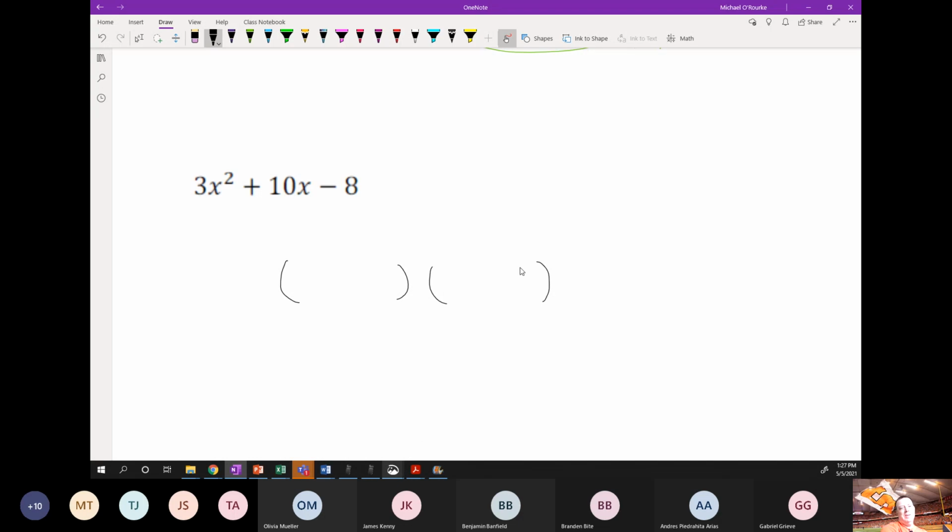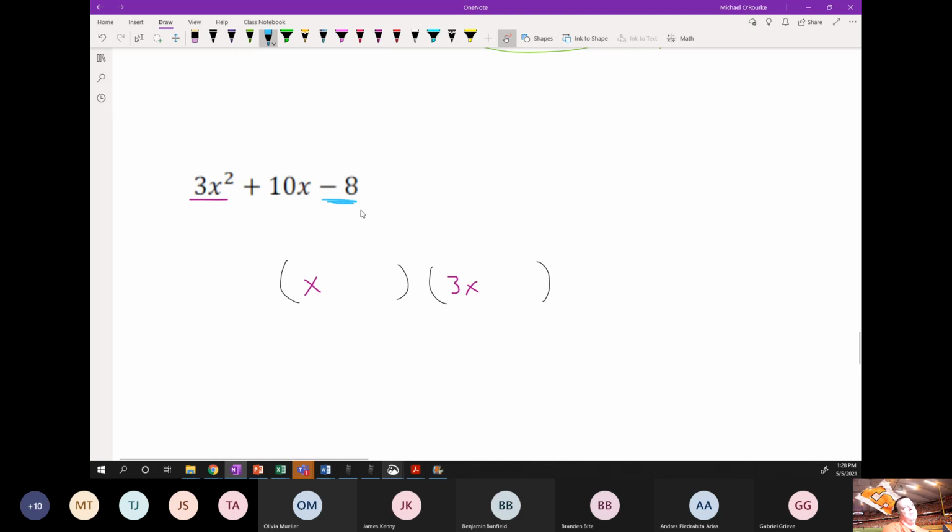Okay. So, same rules apply, but we have a negative here. So we're going to have to incorporate that into our answer down here. Same rules apply. I need two numbers that multiply to make 3. What multiplies to make 3? 1 and 3. Perfect. So I'm going to put x and 3x. Perfect.